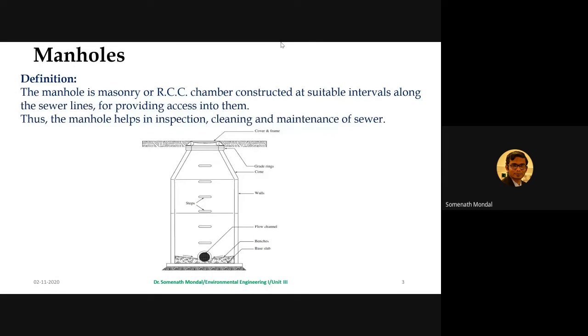So let us go to the next slide. The first one is the manhole. If I have to define the manhole, a manhole is a masonry or RCC chamber constructed at suitable intervals along the sewer lines for providing access into them.